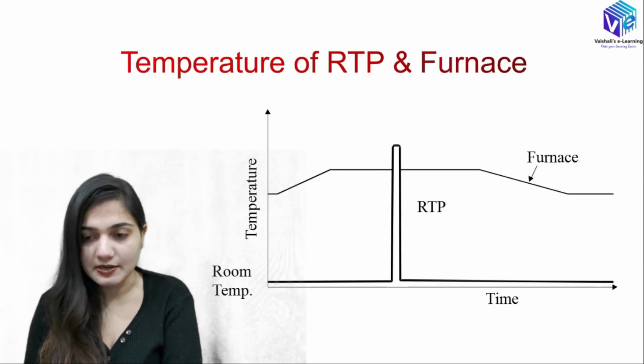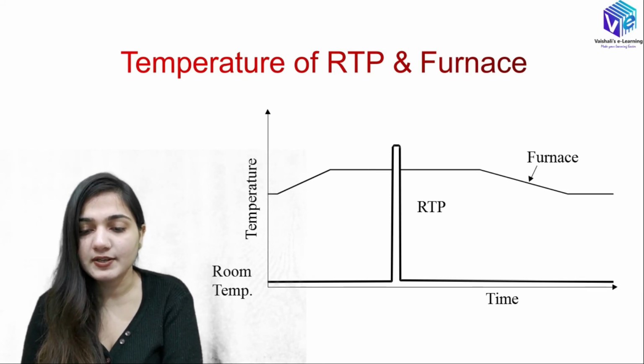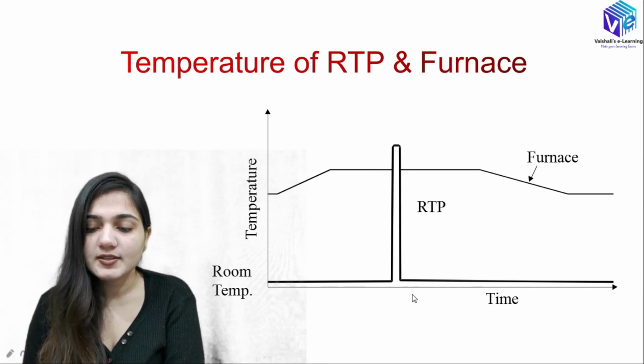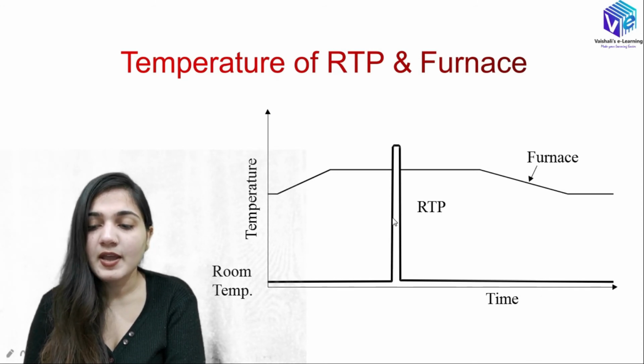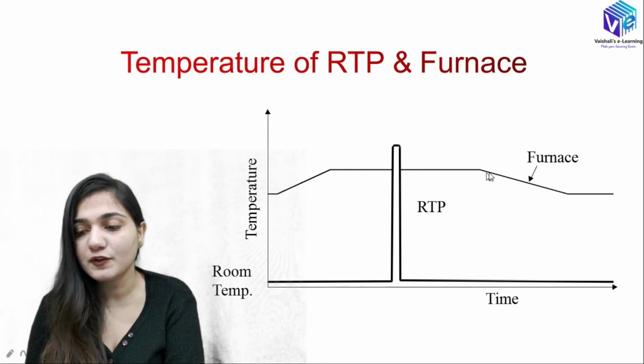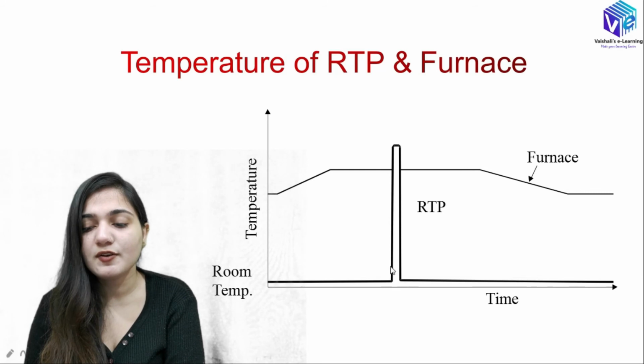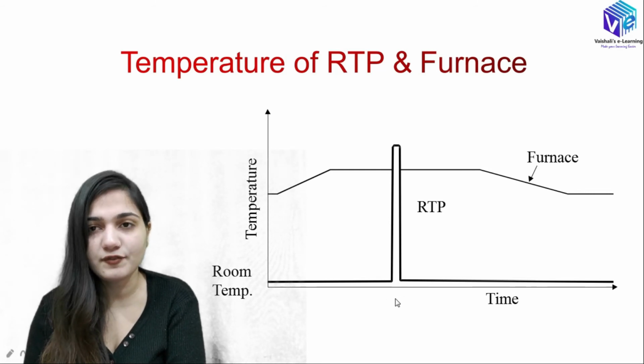or measure the thickness. So now coming to the temperature of the RTP and the furnace, you can see this is my axis of time. At a particular instant of time I will be having a very high temperature in the RTP processing. But if I talk about the furnace, the temperature is high for a very long duration of time. In the RTP it is high for just a very small instant of time.